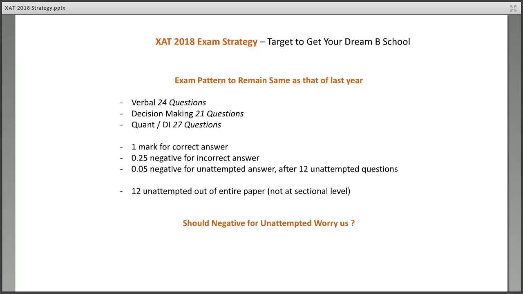And hence, your strategy should be focusing on high accuracy, not over-attempting just because unattempted answers beyond 12 will fetch you some negative. Remember, the quantum of that negative is very small as compared to the quantum of negative which an incorrect answer is going to fetch you.